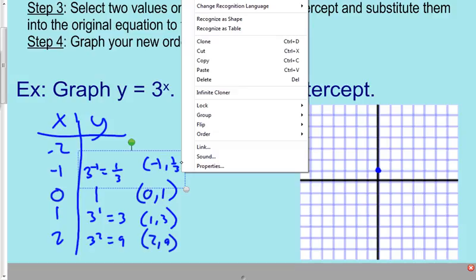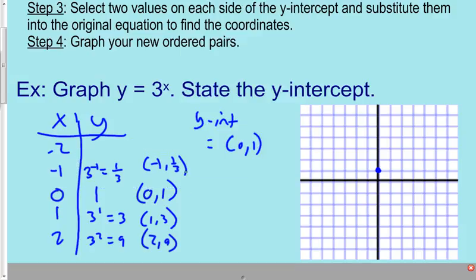And then finally, 3 to the negative second power would be 1 over 3 squared, which is 9. So 1 over 9. So our ordered pair would be -2 and 1/9.